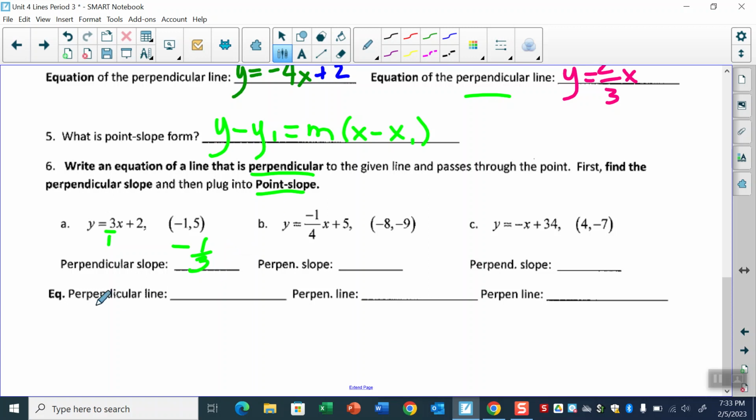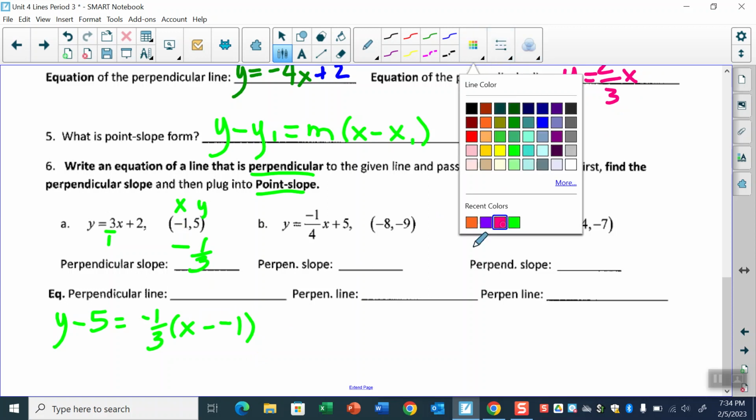Okay, and then we're going to write the line in point slope form. So y minus, this is my x, this is the y, so y minus 5 equals, and then I'll use this slope, negative 1/3, x minus my x coordinate, which is negative 1, and then I'm going to simplify it. So y minus 5 equals negative 1/3 x minus a minus is plus.